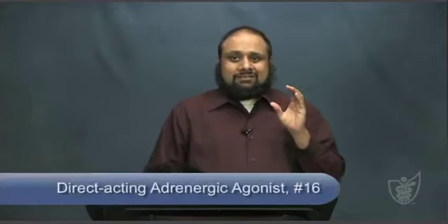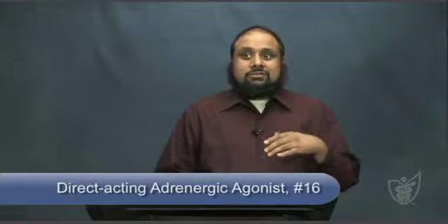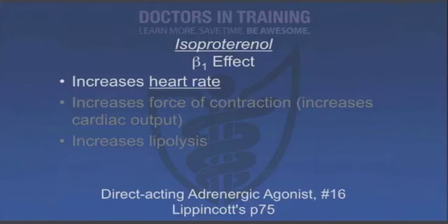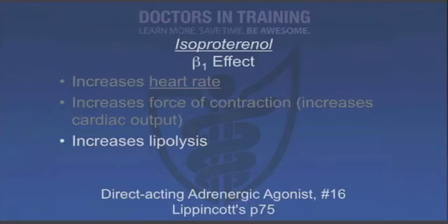Now, isoproterenol. Let's think again. The cardiovascular effects: it's going to stimulate the beta-1 receptors, and you're going to get an intense stimulation which is going to increase that heart rate, and it's going to increase the force of contraction, thereby increasing your cardiac output. In terms of endocrine responses to this drug, beta-1 receptors are going to increase lipolysis.